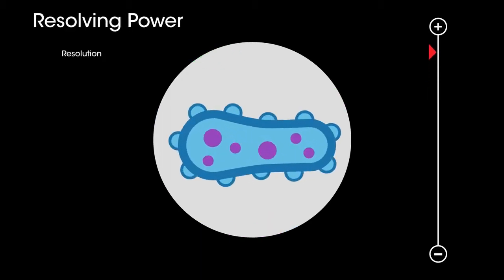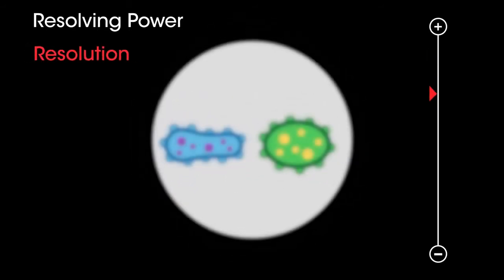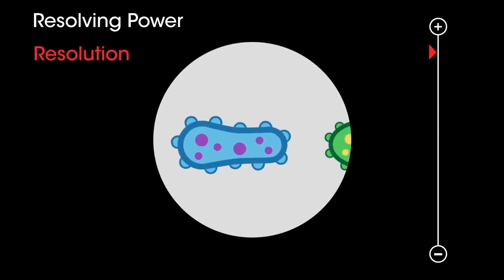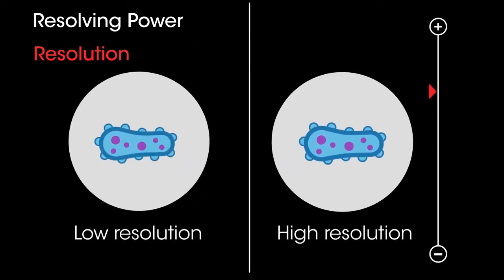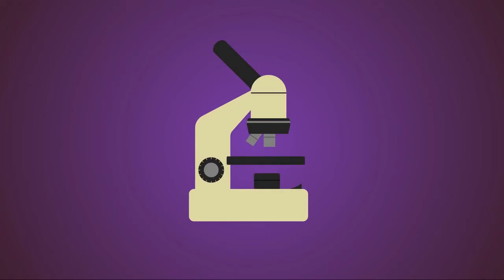Resolving power, or resolution, is also a feature of microscopes. Resolution is the ability to distinguish two different points as being separate. Basically, using a microscope with a high resolution means that you can increase the magnification further without the image becoming blurry. The light microscopes you may use at school will have quite a low magnification and resolution, but they will still enable you to view individual cells.